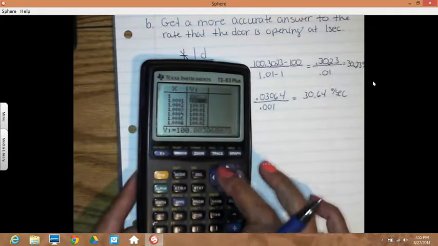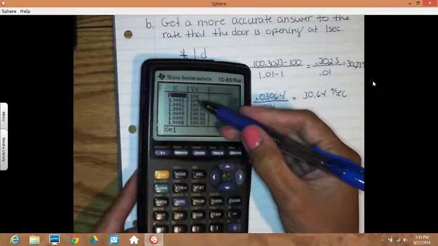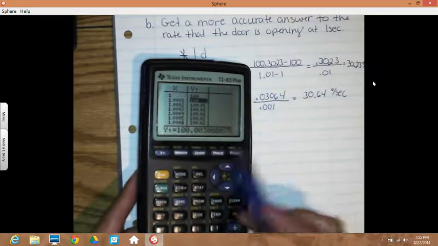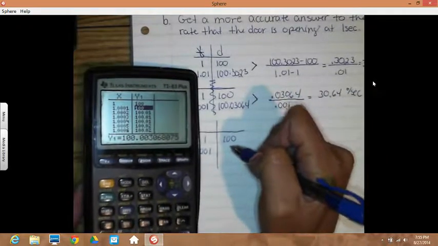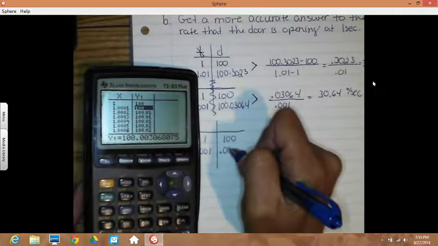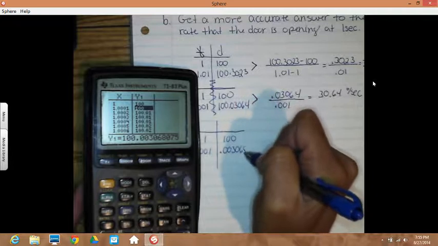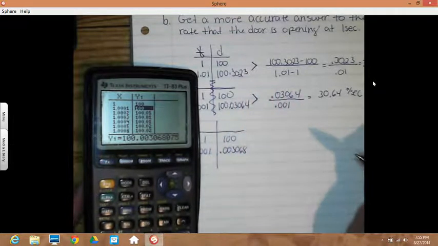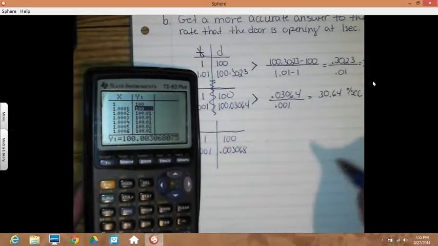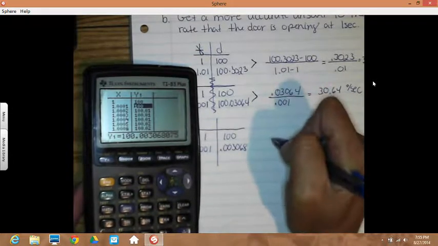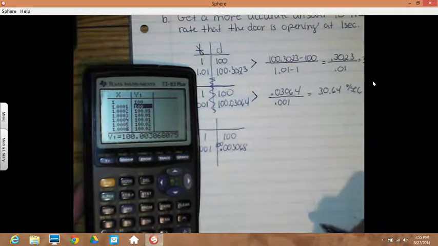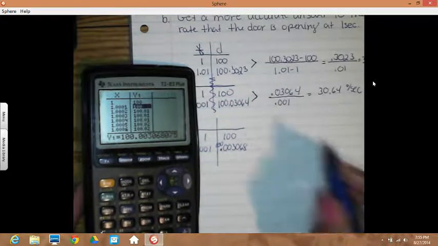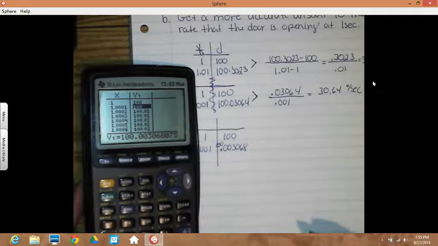So if you just look at here, it looks like they're exactly the same. But once I get my cursor down here, you can see where we're at. I got 0.003068. That should be good. So when I forgot my 100. 100.003068. Okay, now I want to turn this into a rate of change.